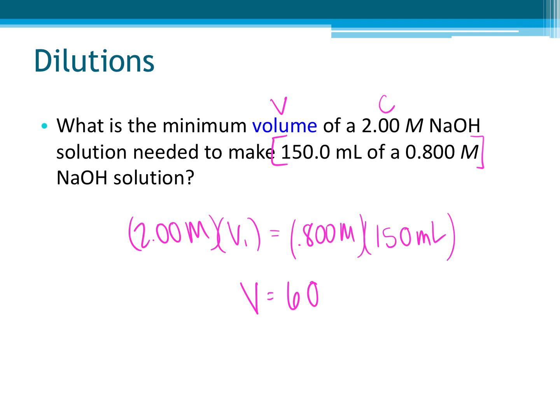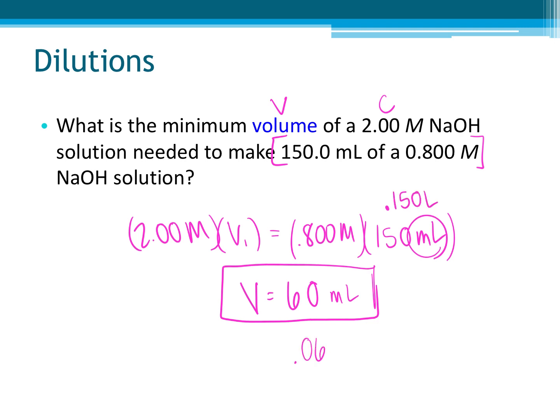Okay, is that what we had? What would be the unit in this case? Milliliters. Because I left this volume in milliliters, my answer here would have to be milliliters. If I had converted this to 0.150 liters, then my answer would have come out 0.060 liters, right? You just have to make sure you're consistent on what unit you had on the other side. Okay, any questions with that? That's where we're going to stop.